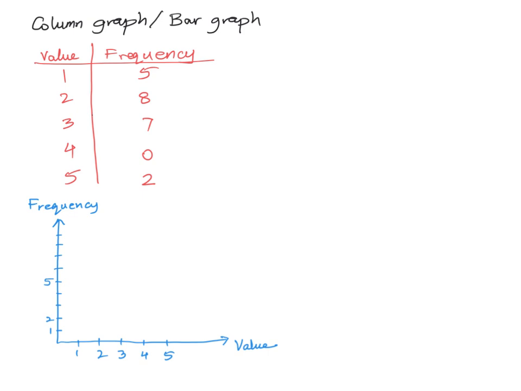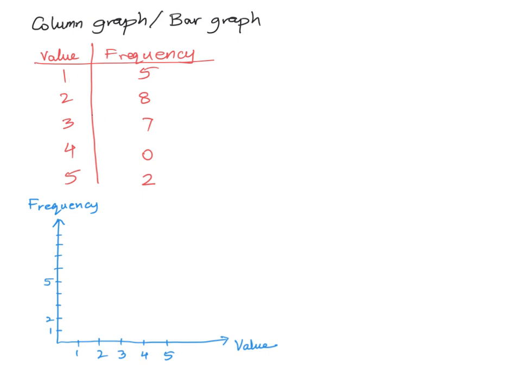Now that we know how to collect the data and create a frequency table or a relative frequency table, let's talk about creating a column graph or a bar graph, again, for discrete data. Here's a different set of data. 1, 2, 3, 4, and 5 were the possible values that we could have gotten, and then 5, 8, 7, 0, and 2 happened to be the frequencies of each of these 5 values.